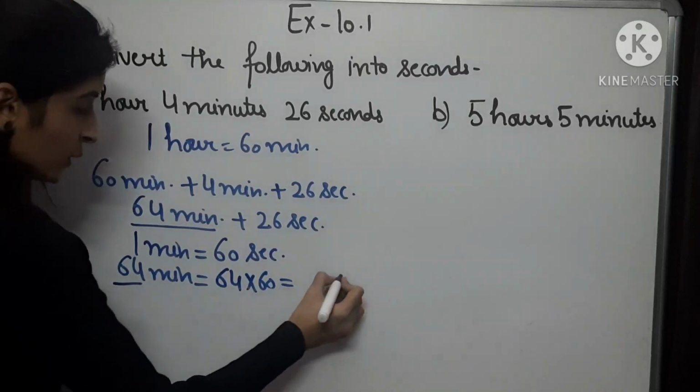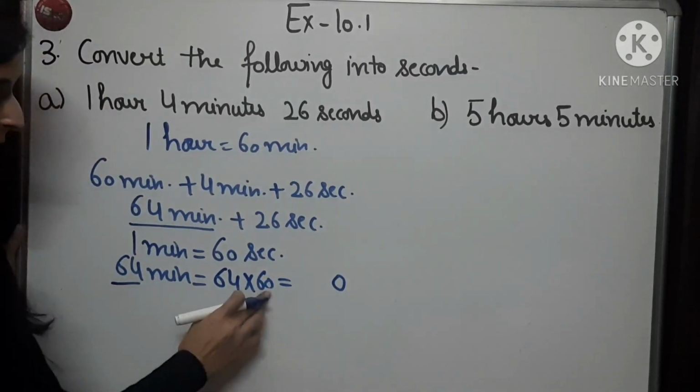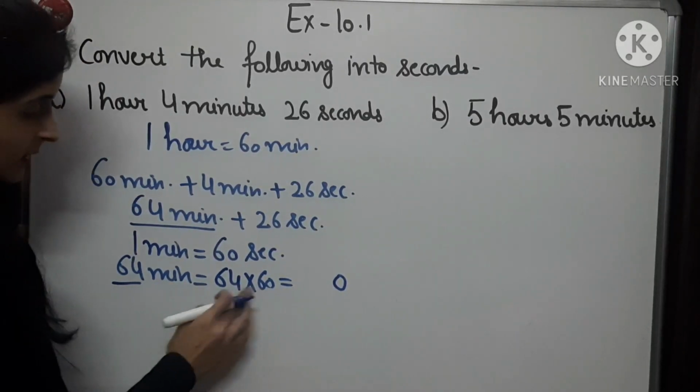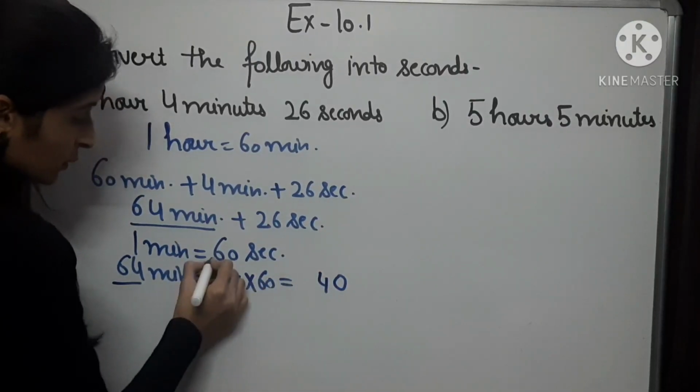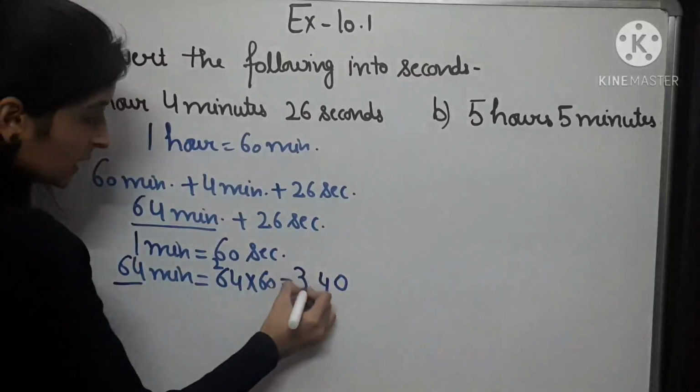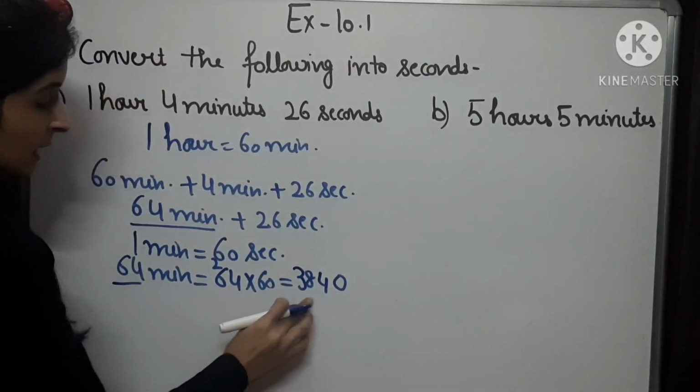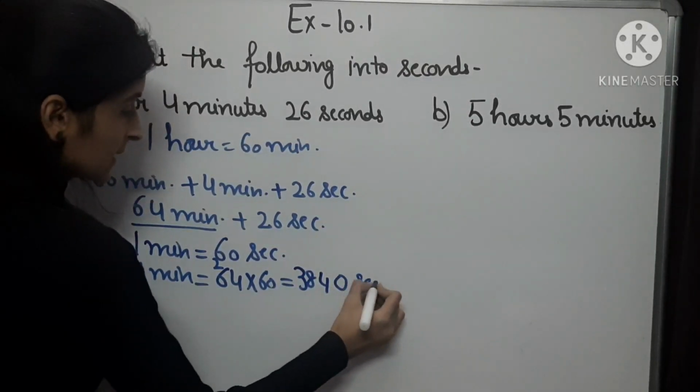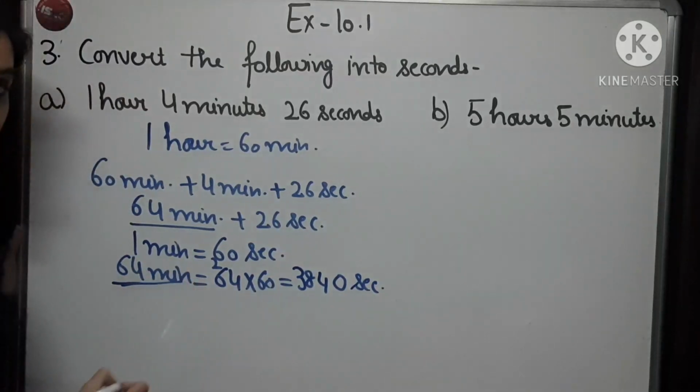So first of all, we are going to put 0 as there is 0 here. Then 6 4s are 24, 2 carry. 6 6s are 36, 36 plus 2 is 38. So 3840 seconds are there in 64 minutes.